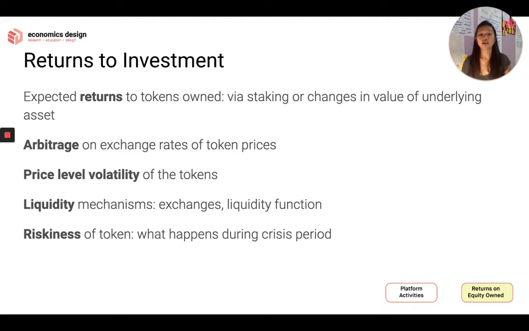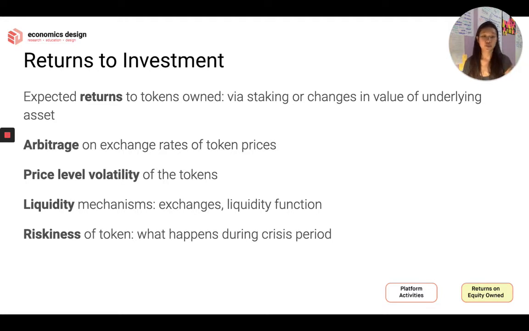Same with riskiness. With riskiness, we also want to consider what happens during a crisis period. Maybe the token is very risky, and if anything happens in the real world, suddenly everyone takes their tokens away, or everyone liquidates their tokens, and suddenly the token has zero value. So that's also something to consider. You want to make sure that the tokens are not too risky, and that's why we talk about price level volatility. And lastly, we have liquidity mechanisms.